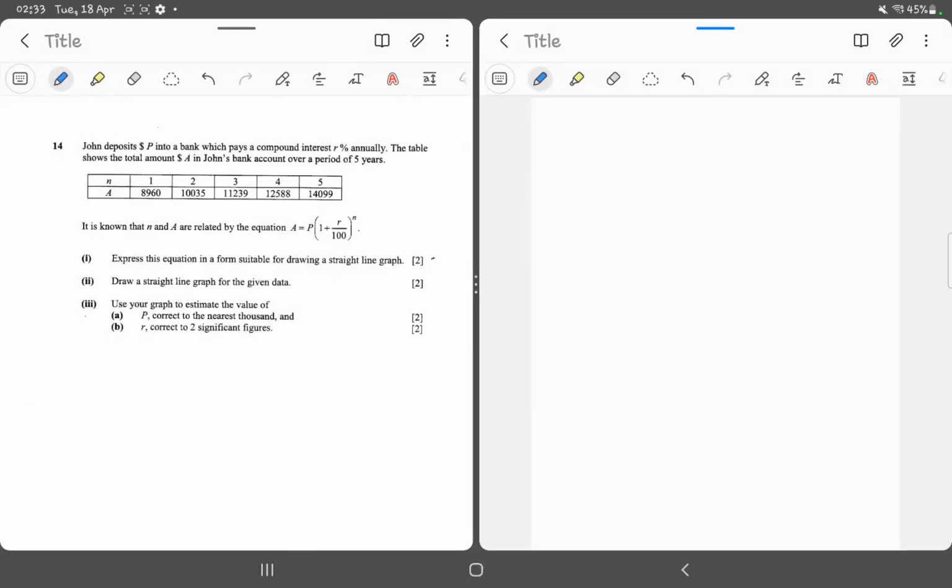Question 14 over here is actually a combination of two topics. The first topic is the logarithm and the second topic is linear law. Okay, so let's look at question 14 briefly.